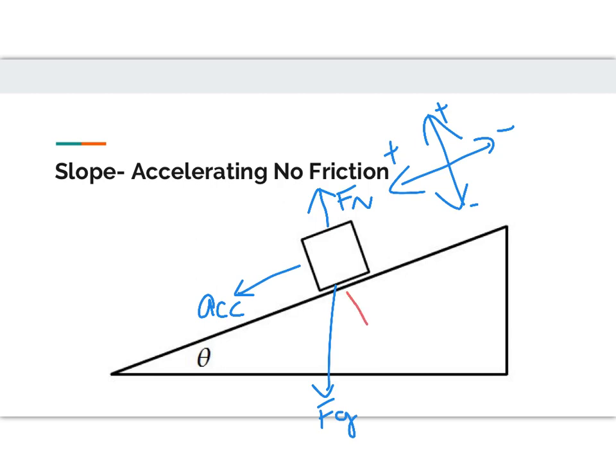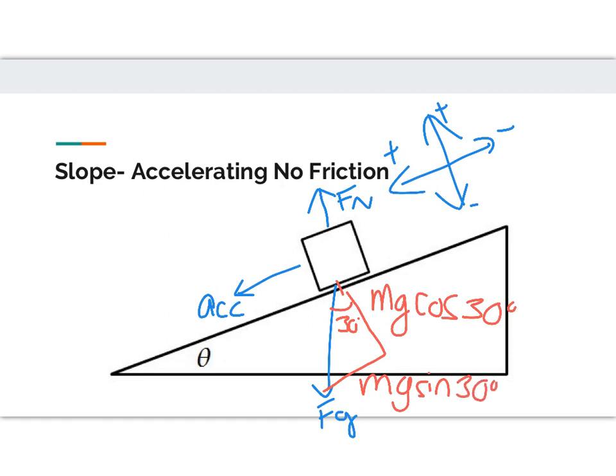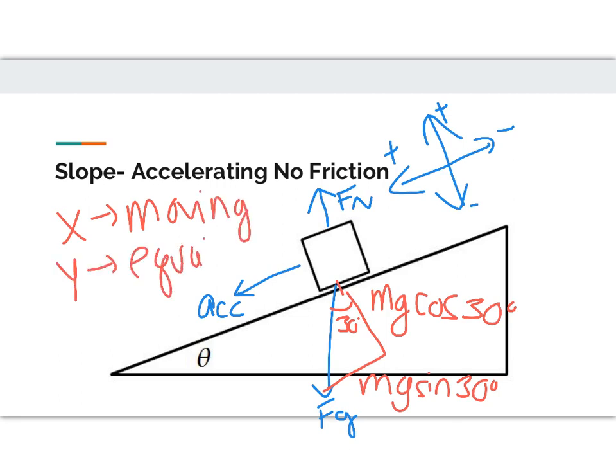So I'm going to do the same thing. I'm going to split up my gravity into its x and y components. So that's going to be mg cosine theta, or 30 degrees. This is going to be mg sine 30 degrees. Now, this is super important. My x is the only one that's moving. My y direction, though, is staying equal. That means that the only part of this that I care about is my x direction, because that's the only way that it is moving, in the x direction.